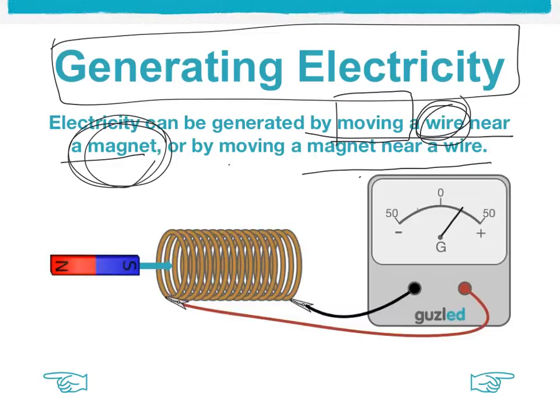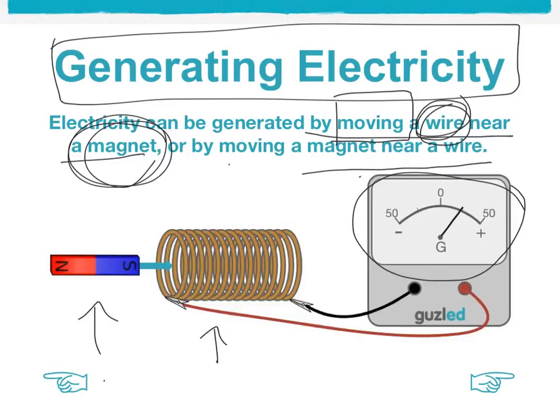I move a magnet near a wire. Well, the important thing is that they are moving with respect to each other. So you can get current flowing if you move a magnet in, or if you move a coil in that way. Okay, as long as there is a relative moving.